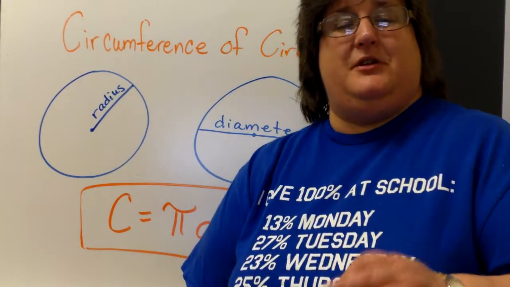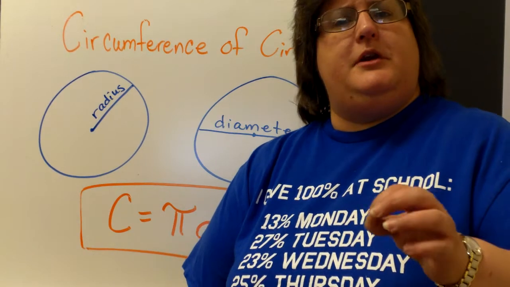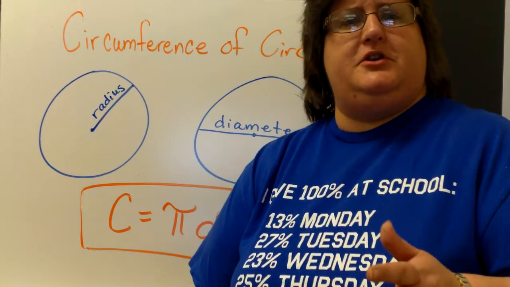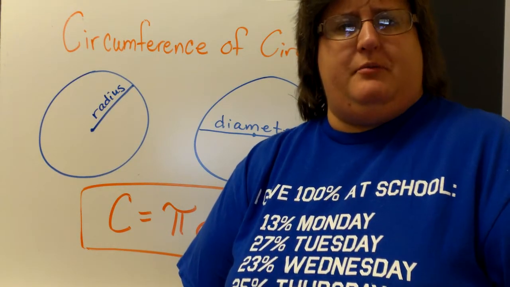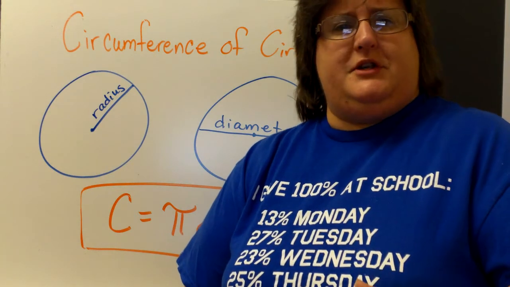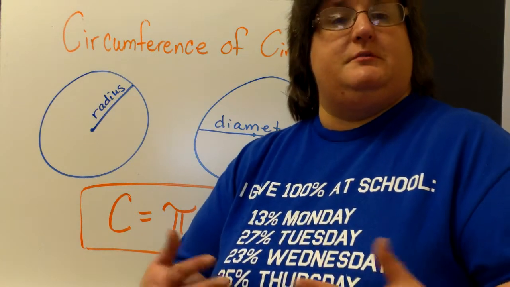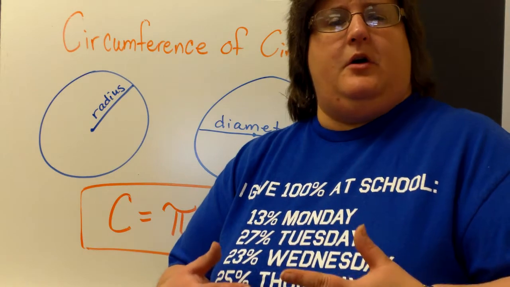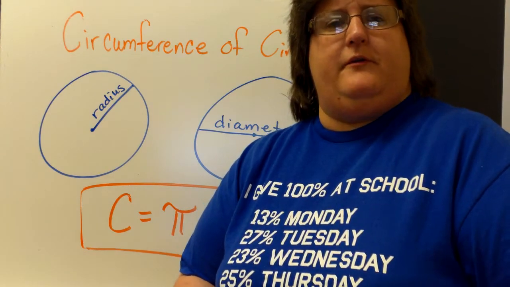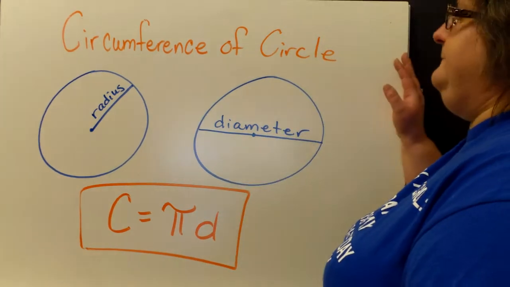Pi is an irrational number, goes off forever, but if we're making computations, we usually use an approximation of 3.14. Always check with your instructor to know whether you want to use more decimal places or just 3.14 for an approximation for pi.